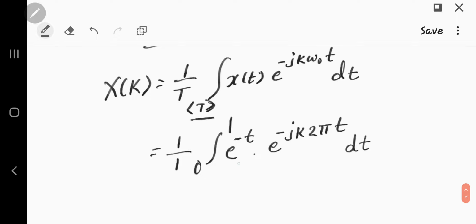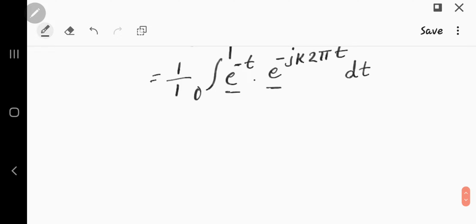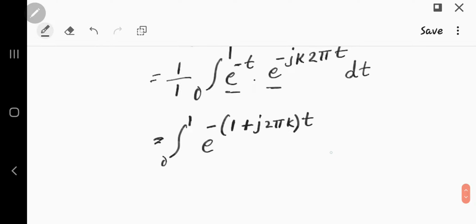Okay, now we have a common base here. So let's combine this. I am not continuing this any further. So from 0 to 1, e to the power of minus t, and here, taking minus common, that gives me 1 plus j 2 pi k into t dt.